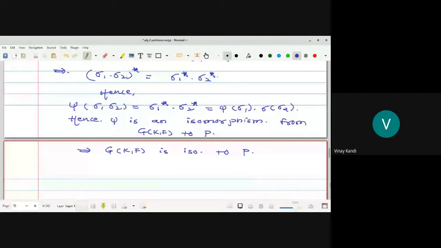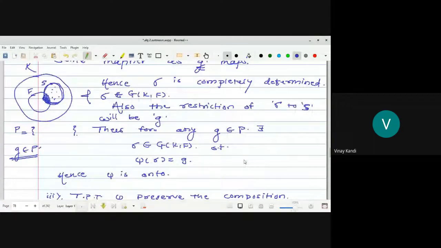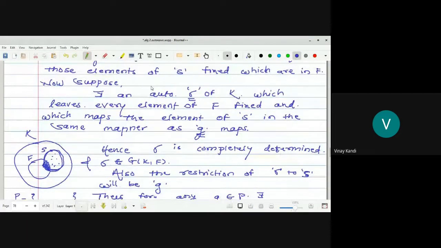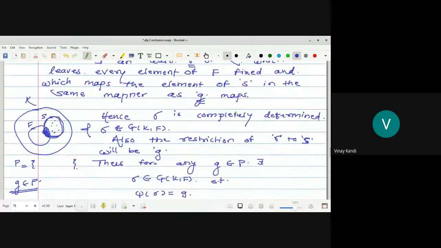How did sigma equal to G come here? Look at it. What is here? Sigma is ontoness, in the ontoness. G is a permutation on S which leaves every element of F fixed. And for this G, there exists an automorphism sigma of K, that is, this sigma belongs to G(K, F), such that we show that here psi of sigma is equal to G. How does this happen? Now look at this.